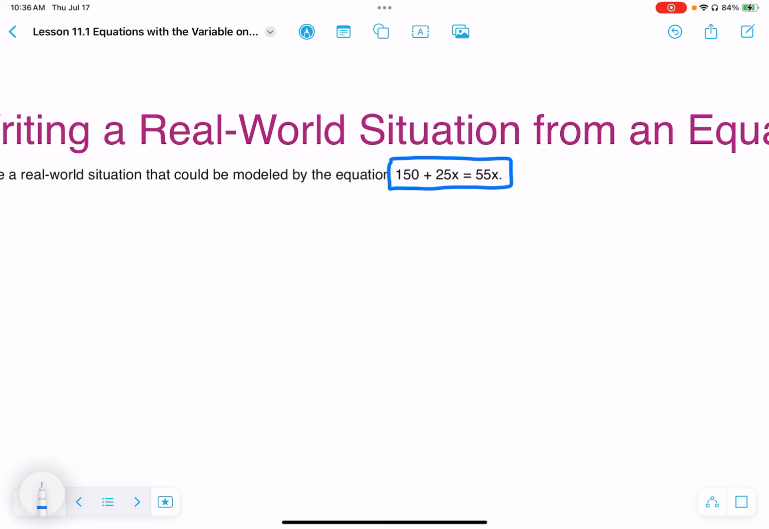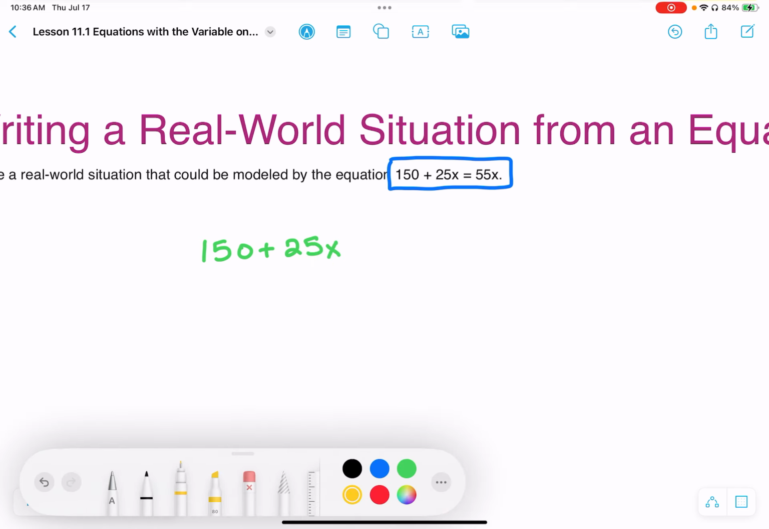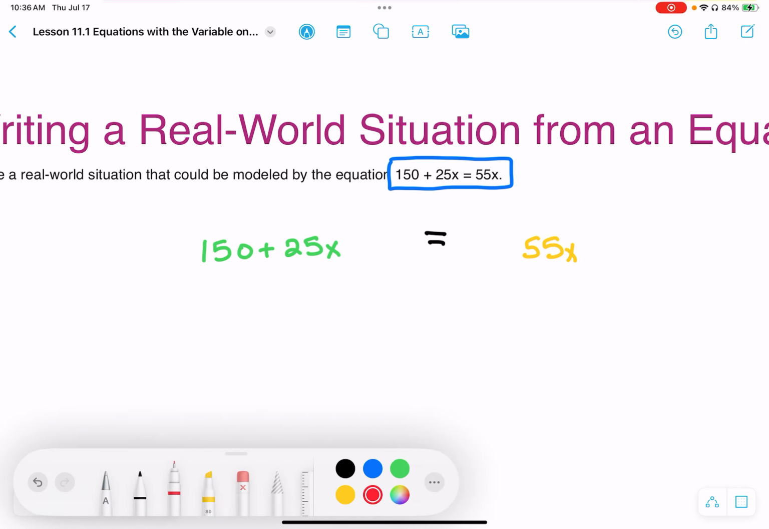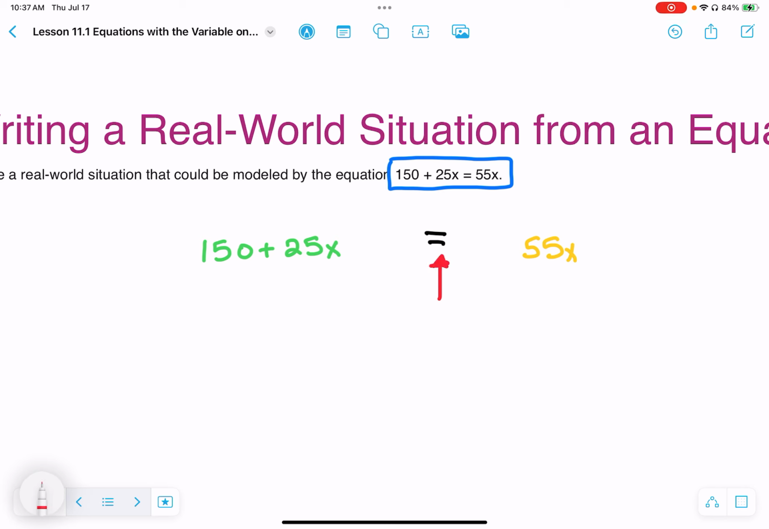So let's divide this equation into two pieces. We've got our left side of the equation, which is 150 plus 25x, and we've got our right side of the equation, which is 55x. This equal sign in the middle is just saying, when are these two things the same? So that's going to be our connecting phrase here. When are they equal?